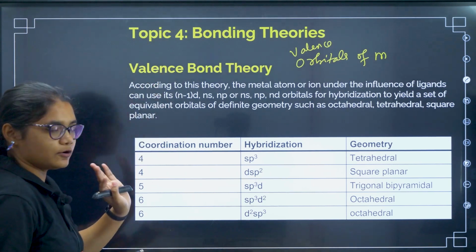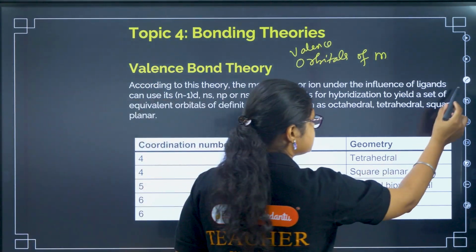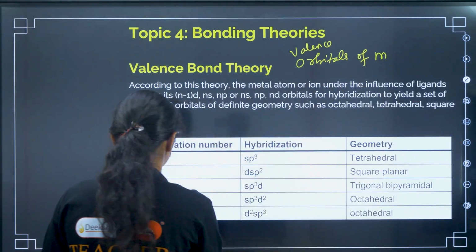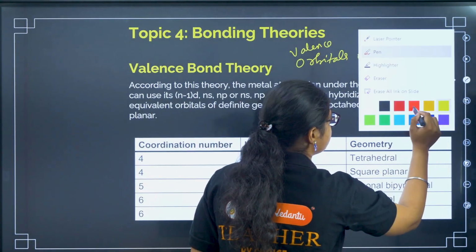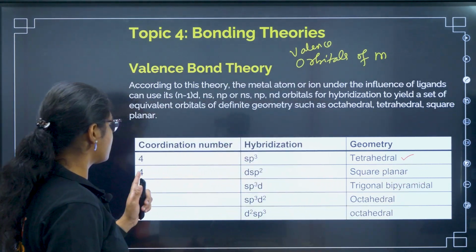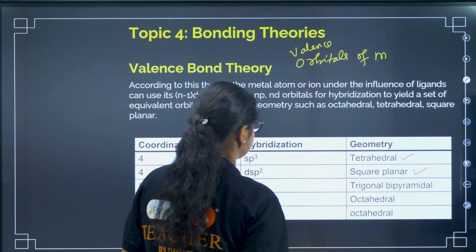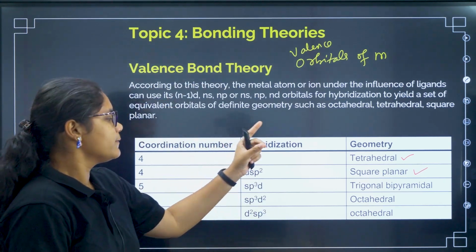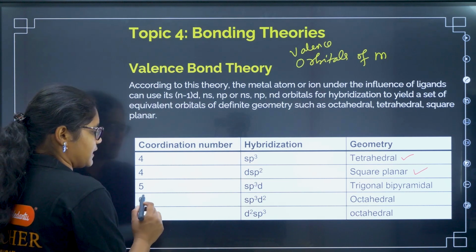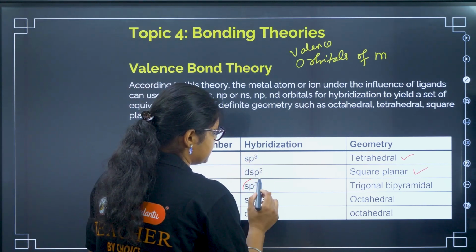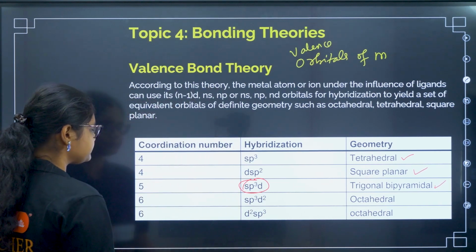So this theory part is not required, but you should know these important examples and their shape. For example, if the coordination number is 4 and the hybridization is sp3, then the geometry will be tetrahedral. If the coordination number is 4 and the hybridization is dsp2, then the geometry will be square planar. If you have coordination number 5, hybridization will be sp3d and the geometry will be trigonal bipyramidal.